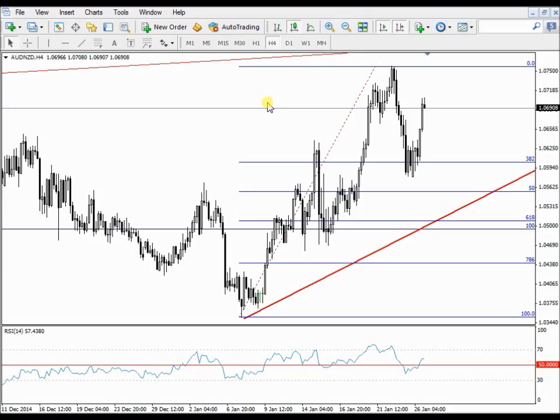So I'm looking at buying some gold down at 1,250. I think I made that price. Euro is still going down, but let's see.